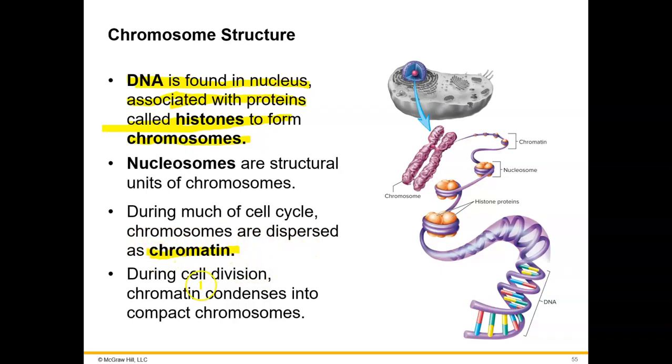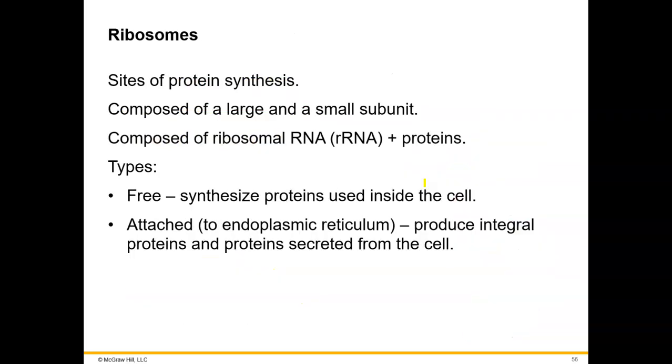And then when the cell is about to divide, during cell division, the chromatin condenses and compacts into chromosomes. So the chromatin is all spread out and you can't see it very clearly under the microscope. But when the cell begins to divide, the chromatin condenses and packs itself tightly into these rod-shaped structures called chromosomes, and those you can see under the microscope.